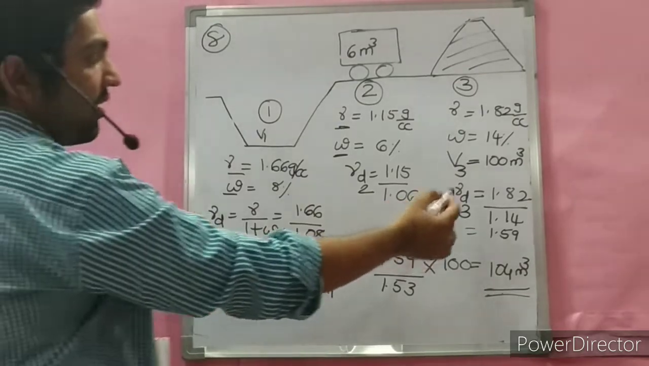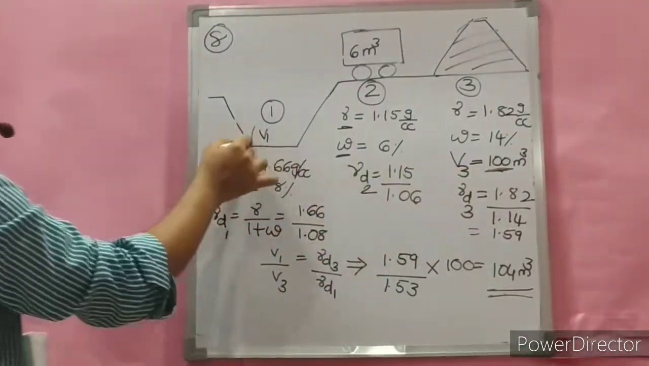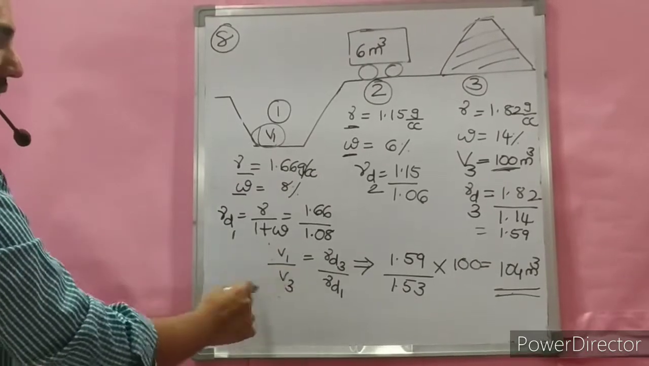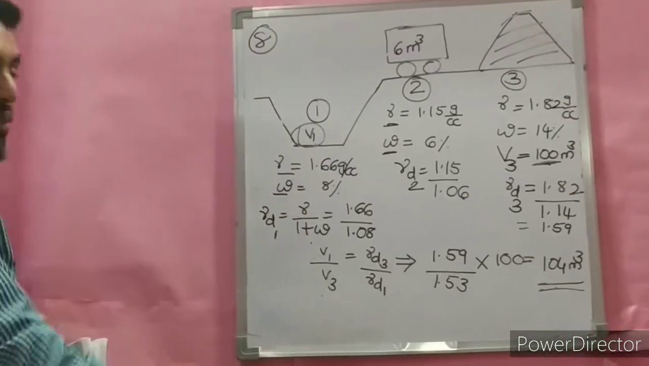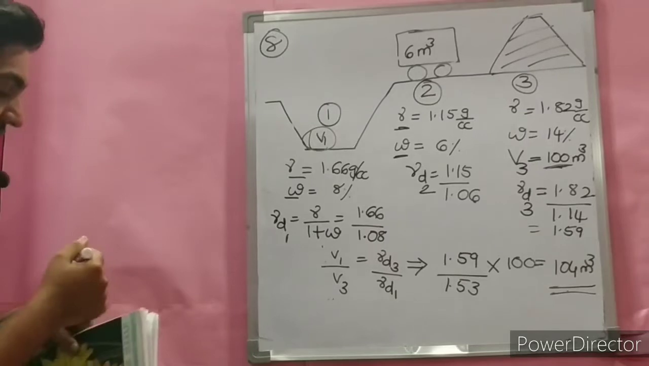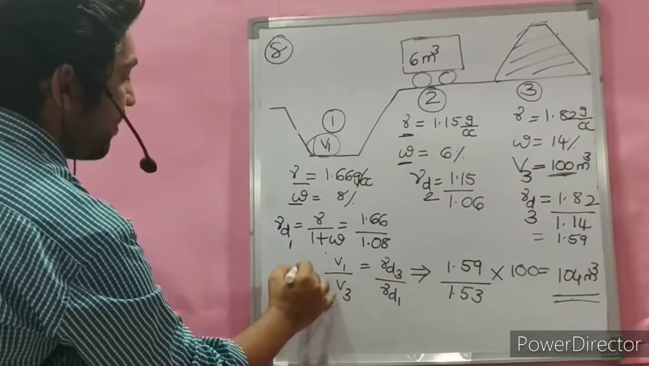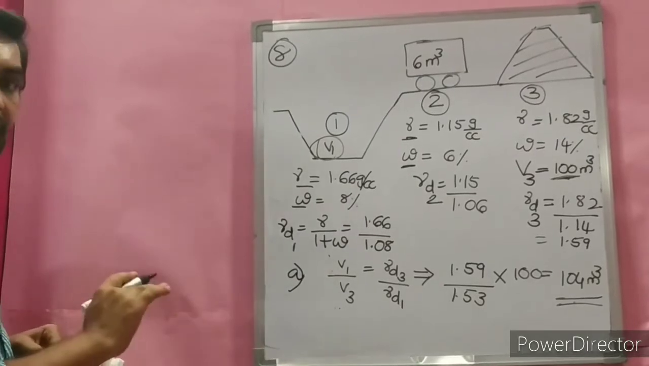From known to unknown. What is known? 100 is known. What is unknown? V1 is unknown. Known to unknown: V1 by V3 equals gamma D3 by gamma D1. Gamma D is inversely proportional to V. Like that you can see here. This is the answer for part A of the question.